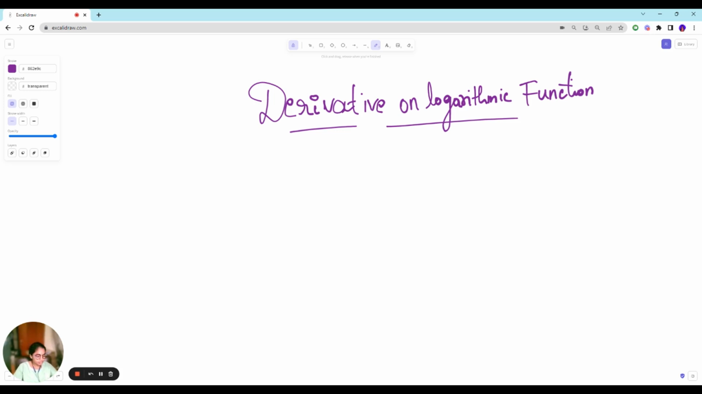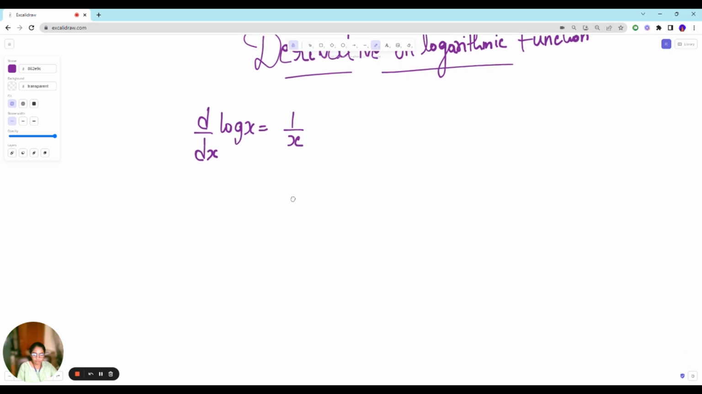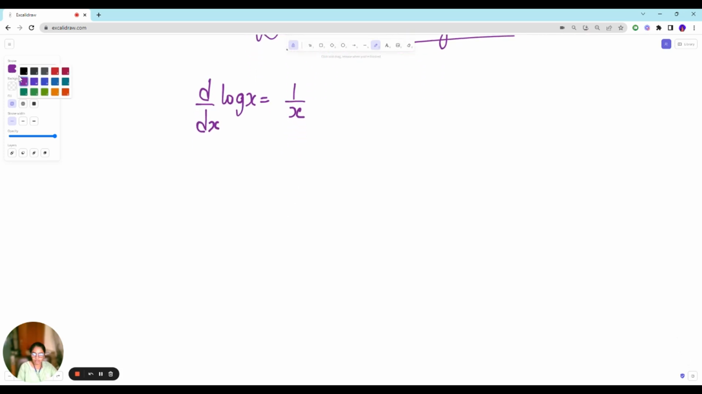In some of the videos, I already told you that differentiation, that is d by dx of log x, is 1 by x. Correct? So now let me solve some problems on this. Say you have y is equal to log x to the power 5. How do you solve this?